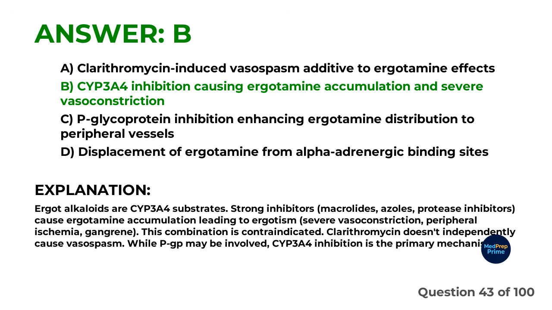Correct answer, B. Ergot alkaloids are CYP3A4 substrates. Strong inhibitors, macrolides, azoles, protease inhibitors, cause ergotamine accumulation, leading to ergotism, severe vasoconstriction, peripheral ischemia, gangrene. This combination is contraindicated. Clarithromycin doesn't independently cause vasospasm.